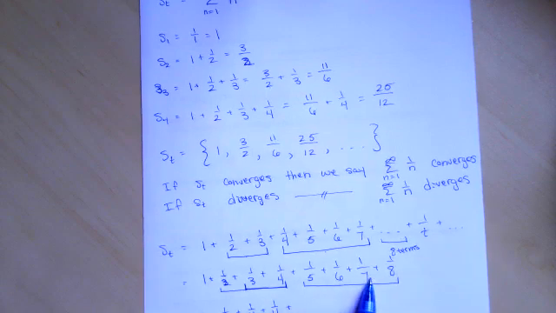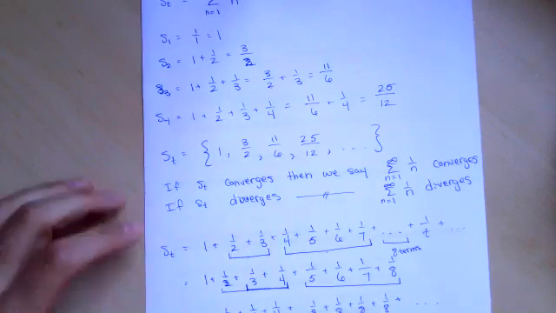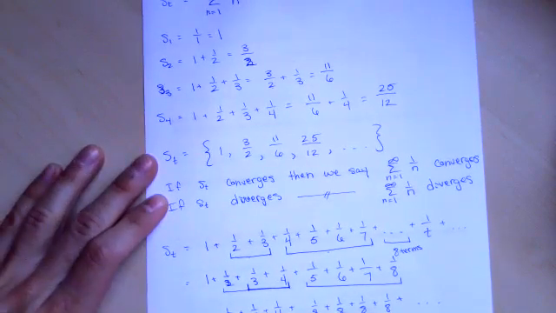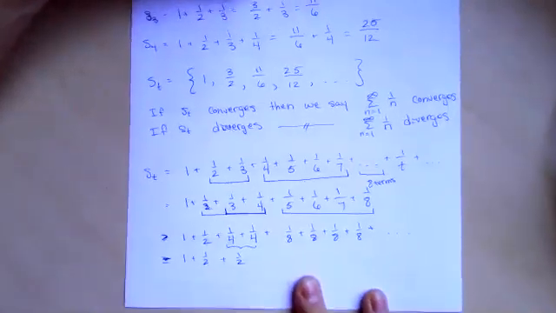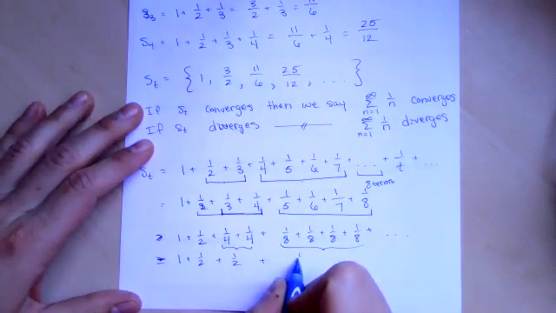Likewise, here I have 4 terms. The smallest one is 1/8. If I replace them all with 1/8, we get something smaller. But now what is this when we add it all up? That's greater than or equal to 1 plus 1/2. These 2 terms are 1/2. Oh, I'm off the page. Sorry, guys. These 4 terms are also 1/2.